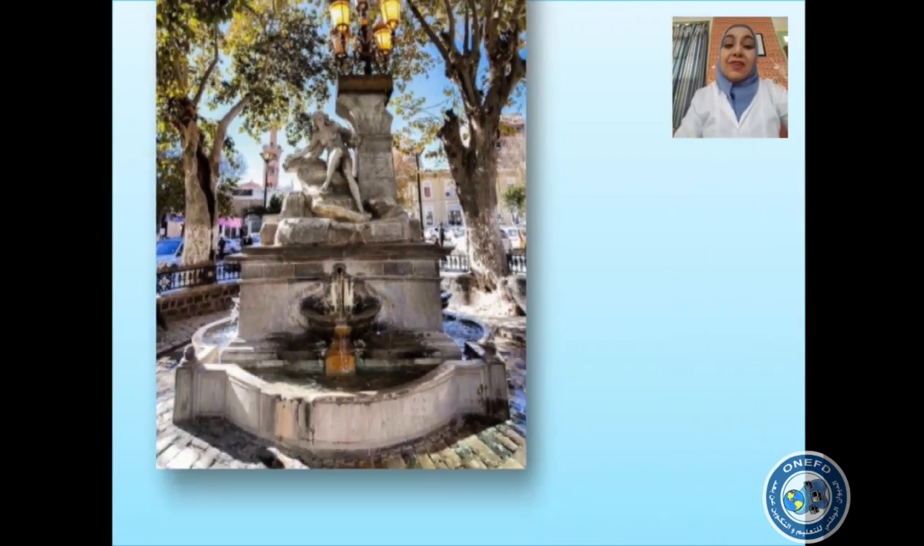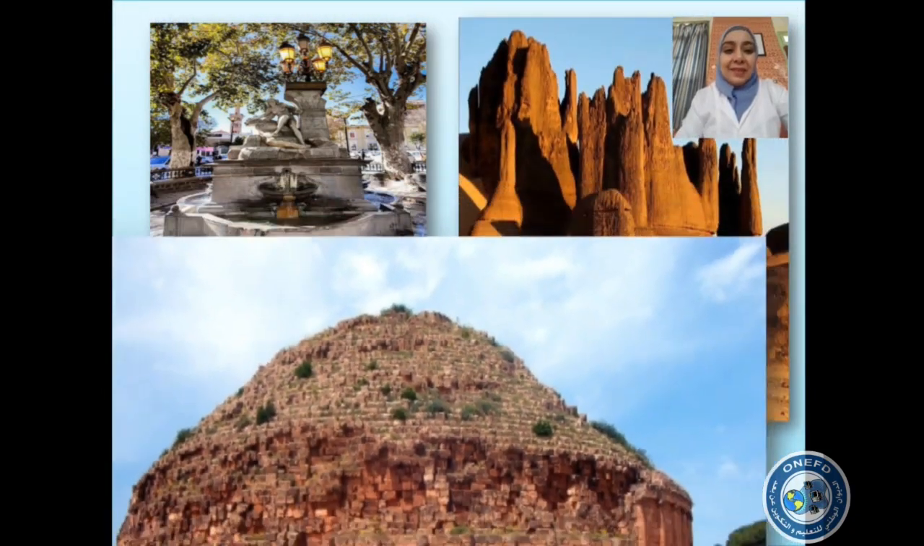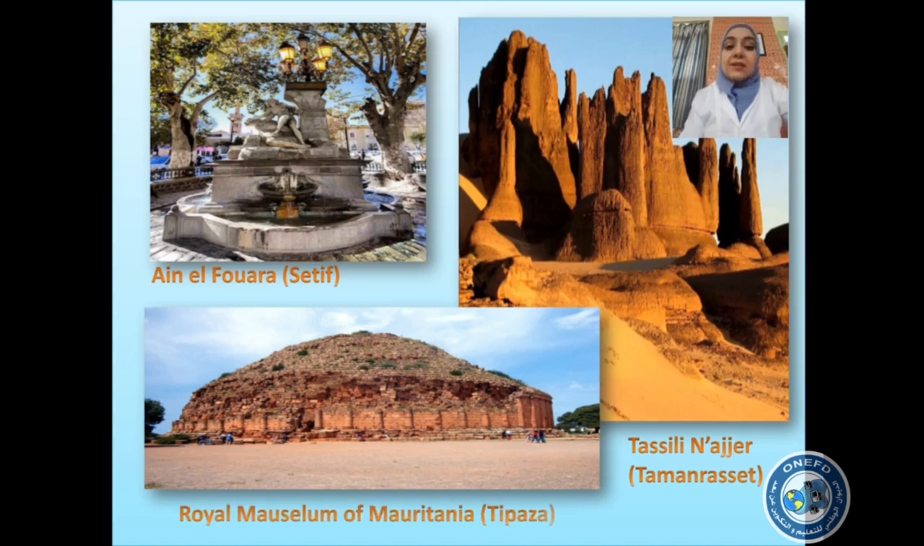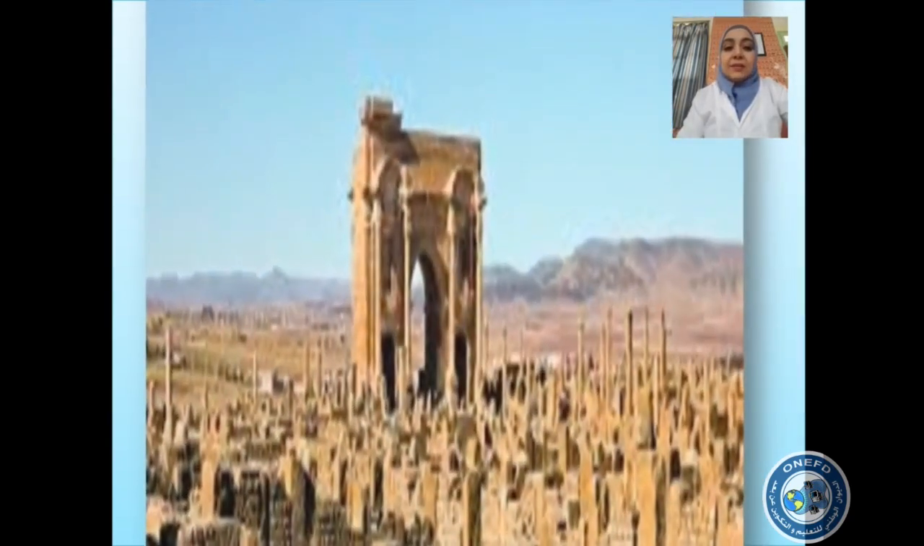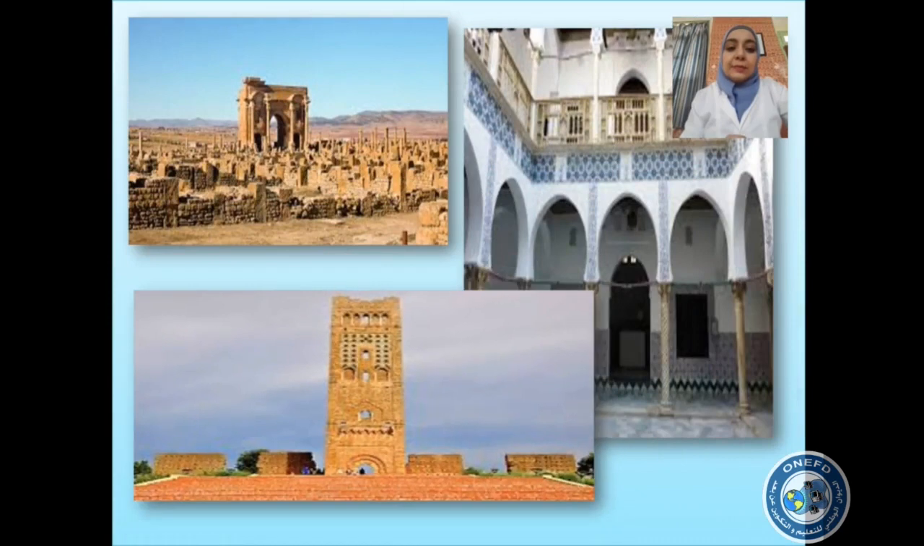Another set of photos from Algeria. These are very beautiful landmarks in our beloved Algeria. Can you name them? What is number one? It is very famous. It's in Stif. What is it? This is Ain Fawara in Stif. This is Tasil Najar in Tamanrast. And this one is the Royal Mausoleum of Mauritania in Tibsa, in the city of Tibsa. Okay, great. This one is very famous. What is it? This one too. And this one also. Yes, can you name them? Think. Make your memory work.